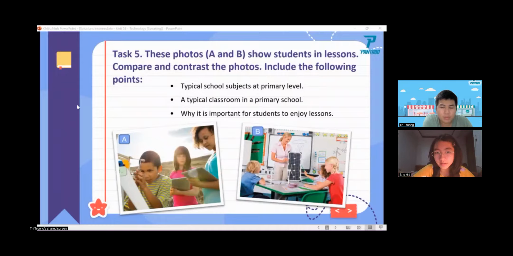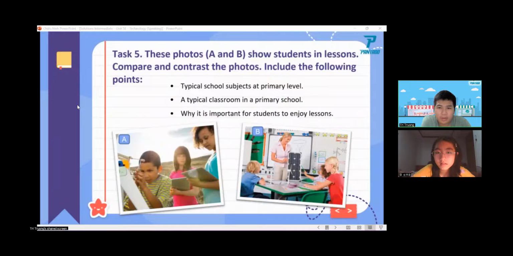Picture B, there are like more equipment, and the students are more curious and focused on the lesson, I think.